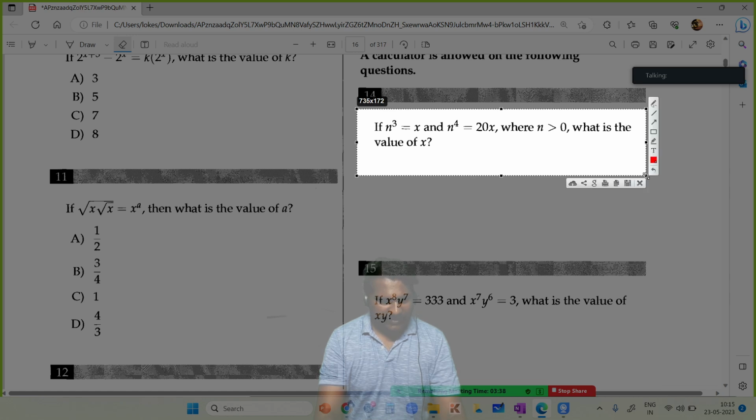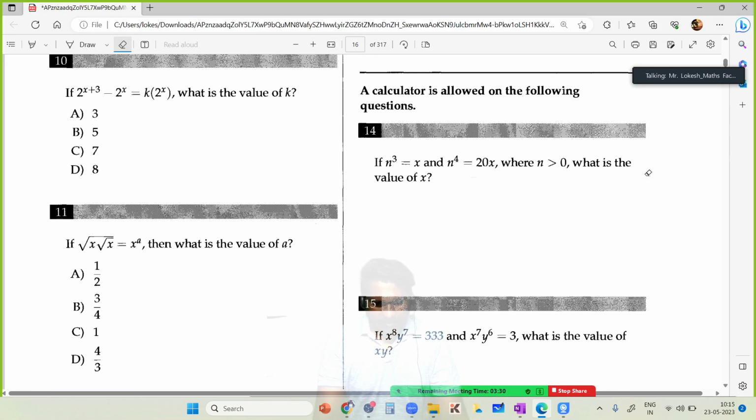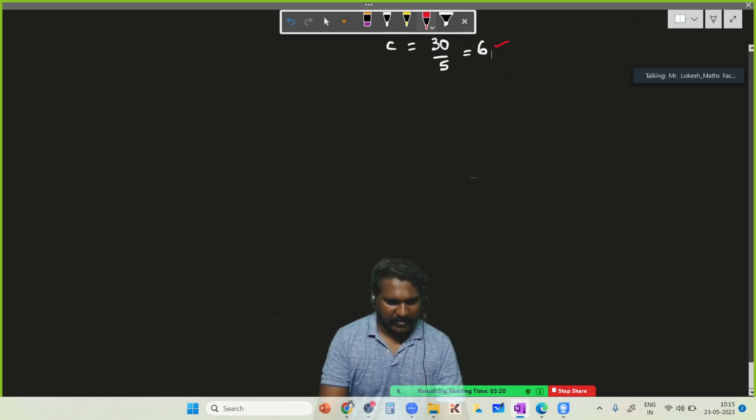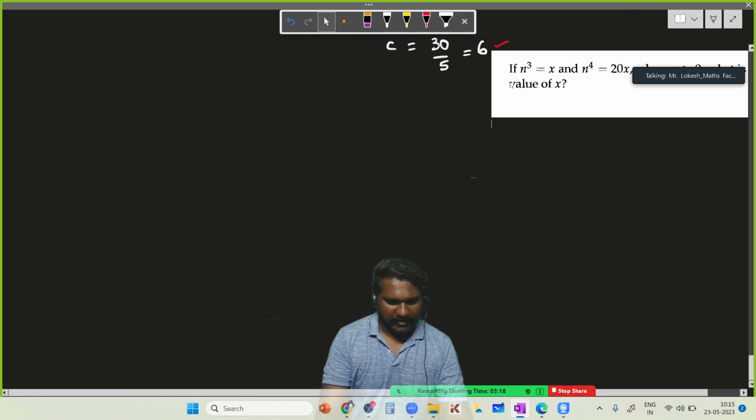In the 14th question, they have given you that the calculator is allowed. I think because there are no options, that's why they have allowed you to use the calculator. But anyway, here we'll do it with the help of a pen itself, not with the help of a calculator.